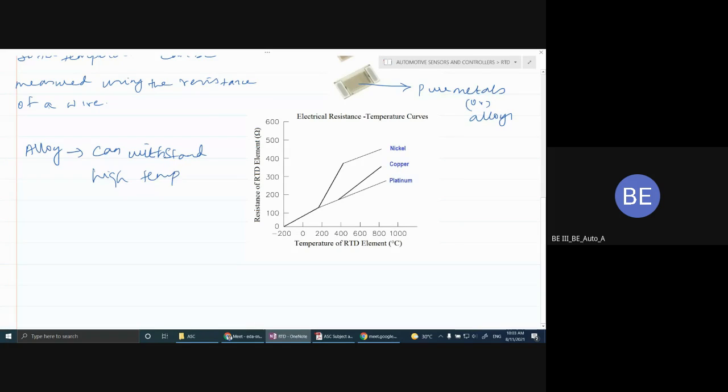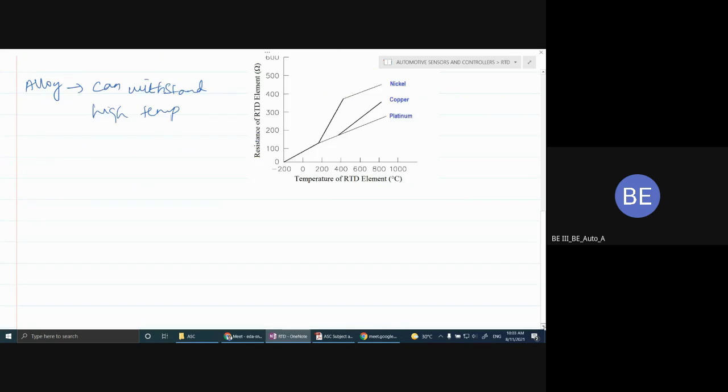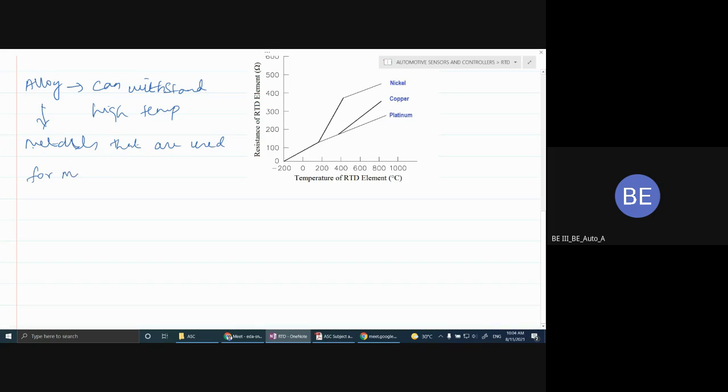We can see that the resistance increases as the temperature increases, and conversely decreases. Whenever the temperature changes, the resistance level changes, and based on the resistance level the temperature is monitored. So the metals that are used for measuring can withstand high temperature.